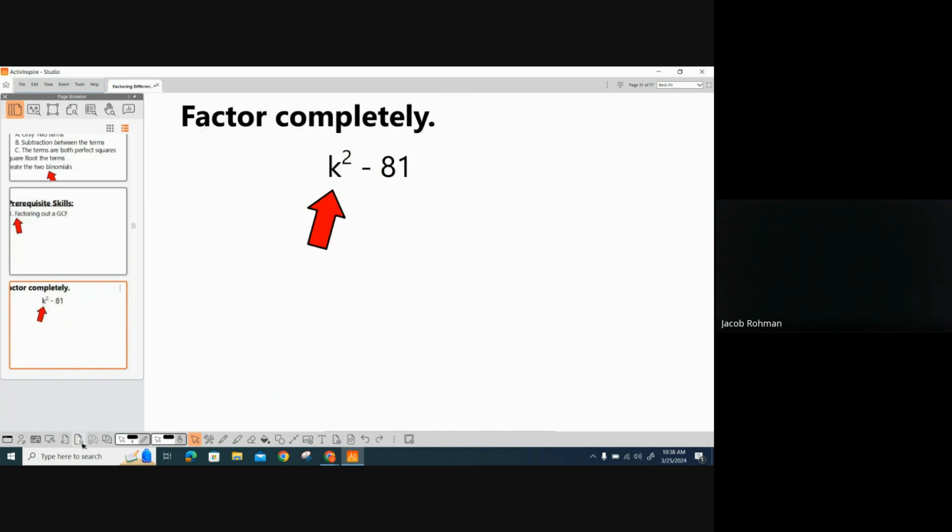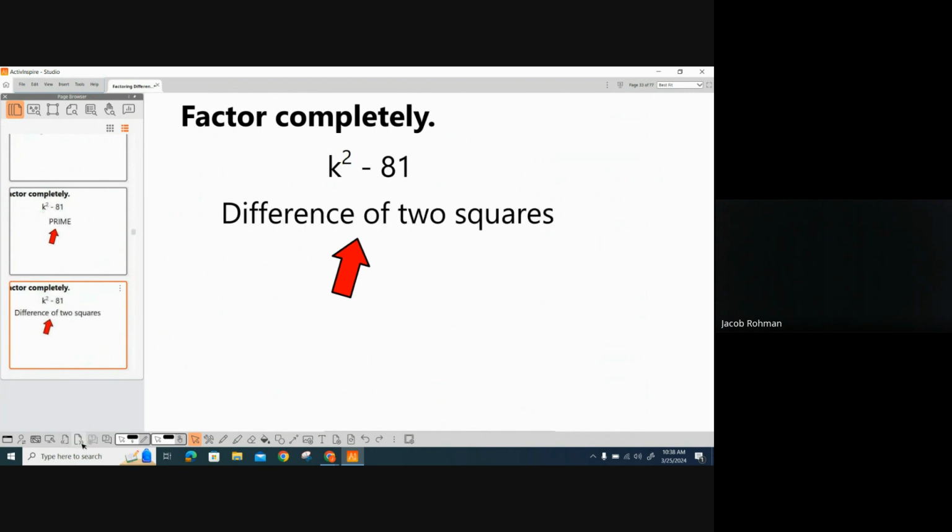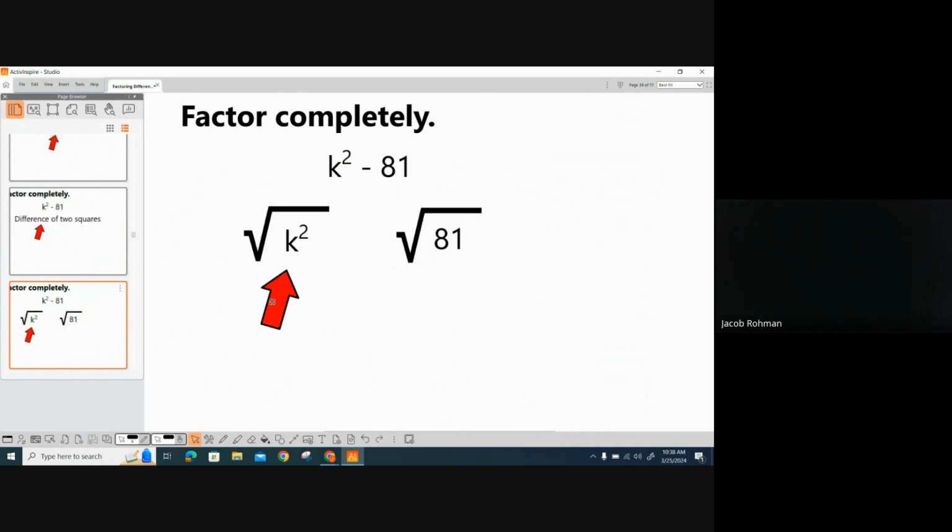So let's start with this. Is there a GCF between these 2 terms? The answer is no, so we would call this prime. Now we look at, are those 2 terms perfect squares? Yes, they are. K squared is a perfect square, and 81 is a perfect square, and we have a difference between them, which is subtraction. Now we're going to square root each of them. The square root of k squared is k, and the square root of 81 is 9.